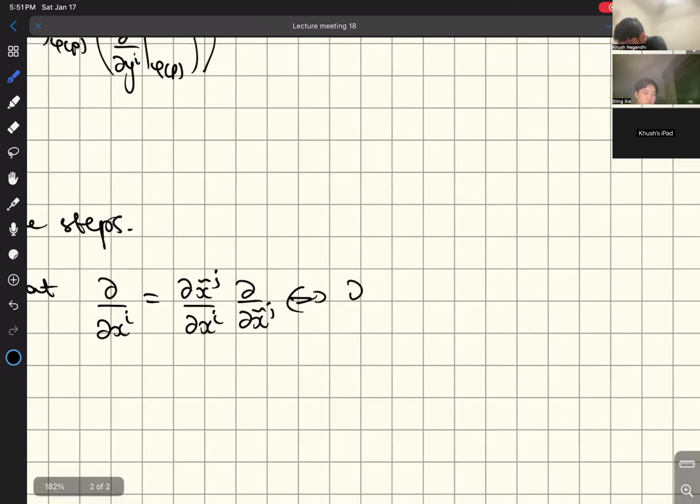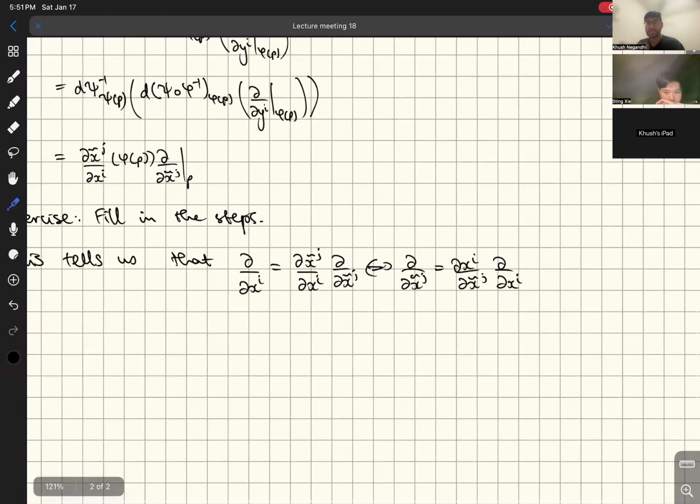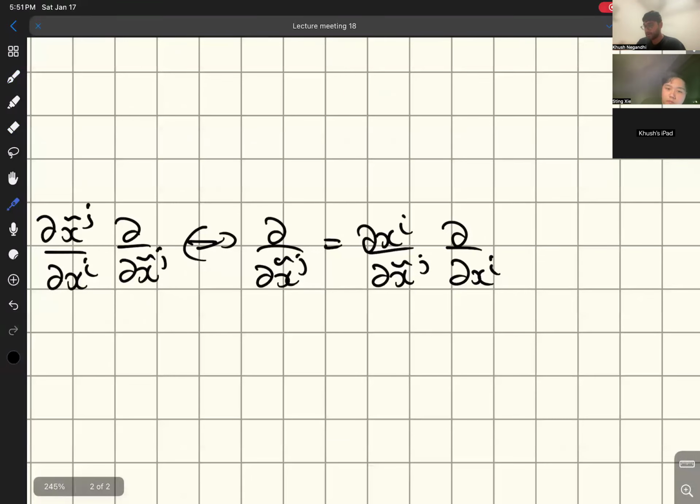So inverting this gives us partial x tilde j is nothing but partial xi by partial x tilde j, partial xi. And then this matrix prefactor that we get is the defining property of the tangent vector. In other words, physicists would say that a tangent vector is something that transforms like a vector. And this is what they mean. They mean that something is a vector only if, when I do a change of coordinates, all I have to do is multiply by a change of basis matrix.